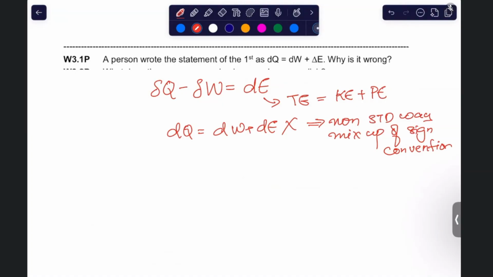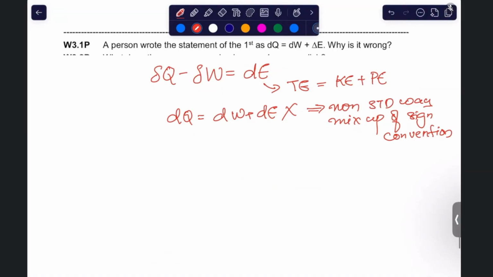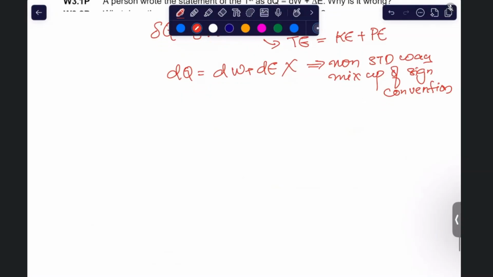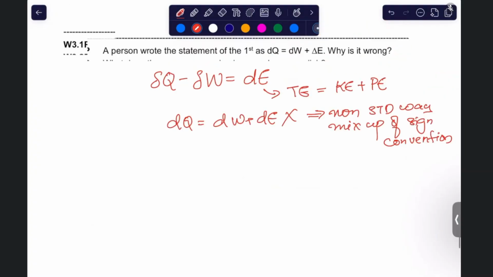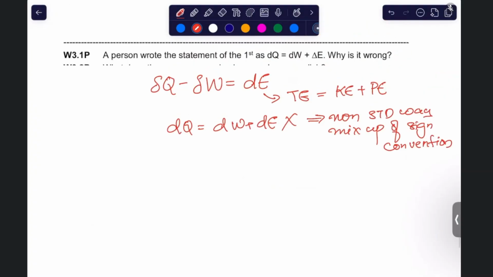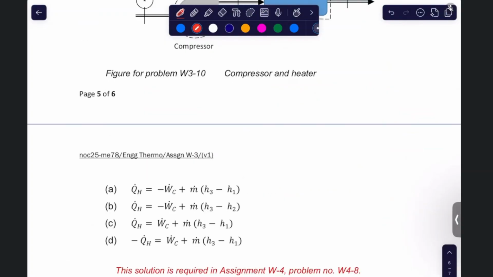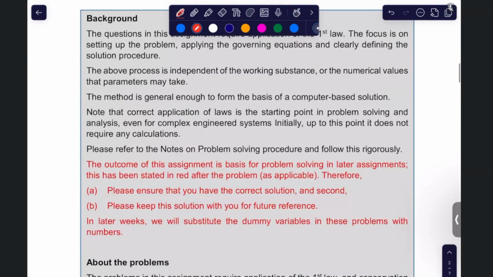Now, the net heat added to the system should be balanced by the change in internal energy plus any work that is done by the system or done to the system. So that is why it is incorrect. With respect to the consistent sign convention that is typically used in thermodynamics, the form given in the question is wrong. You have to follow the convention that I have shown here. Now next question.